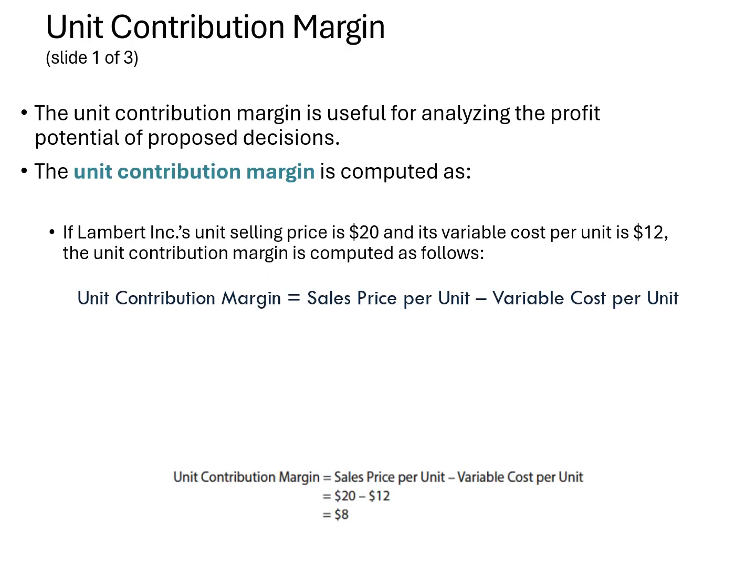Sometimes it's more helpful to know the unit contribution margin. So the unit contribution margin is the unit selling price, which was $20, minus the unit variable cost, which is $12. So the unit contribution margin here would be the 20 minus 12, which is $8. And you will see in a few minutes how we can use the unit contribution margin as well.